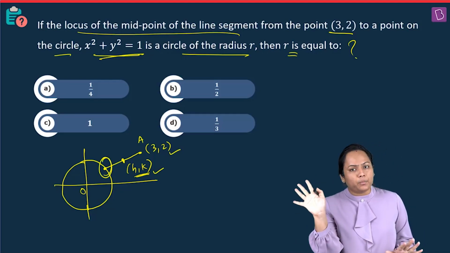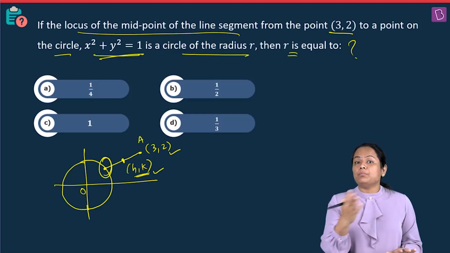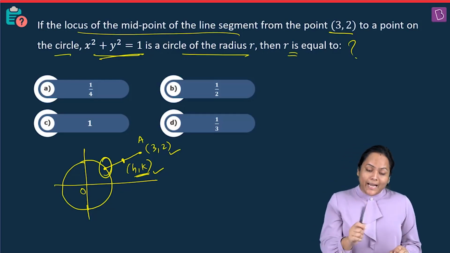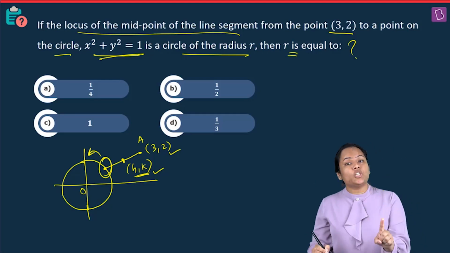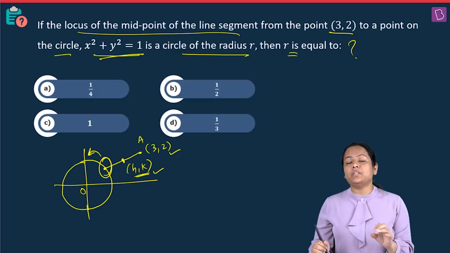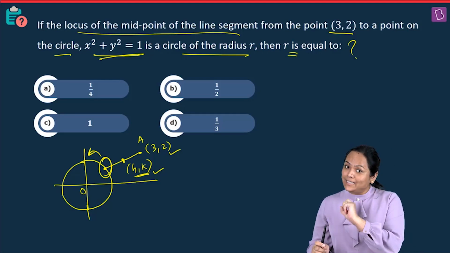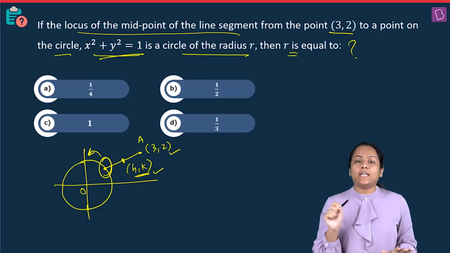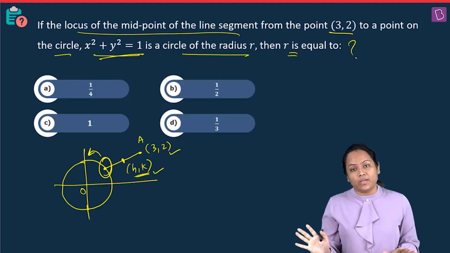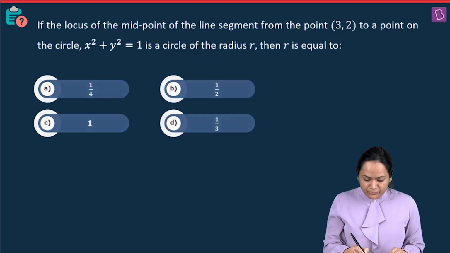Yes, that can be obtained, right? Because h, k is the midpoint of these 2 points. And if I get this point, I'll put this in the equation of the circle, which in turn is going to give me a relation in h and k, right? So we are going to use this approach, and from there we should get a circle and we have to find its radius. Clear? Perfect.